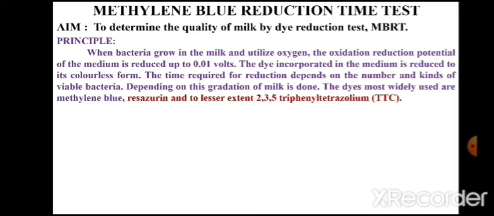Now how will this dye indicate the reducing conditions? Initially methylene blue is blue in color under oxidized condition. Whenever it accepts an electron, it undergoes reduction, and reduced methylene blue is colorless. So the results are very easily observable. Blue color indicates oxidized condition.